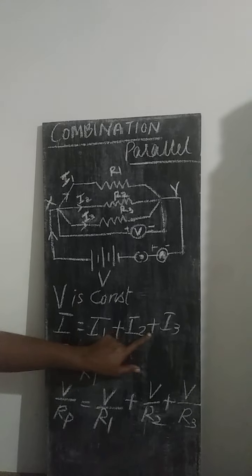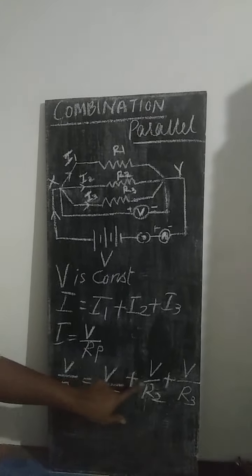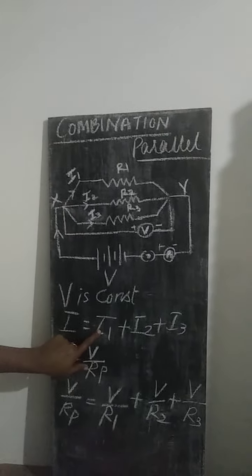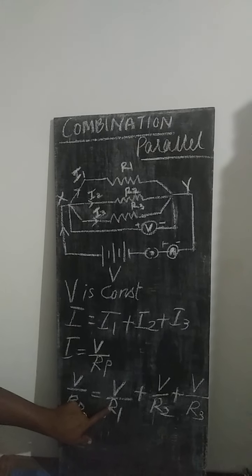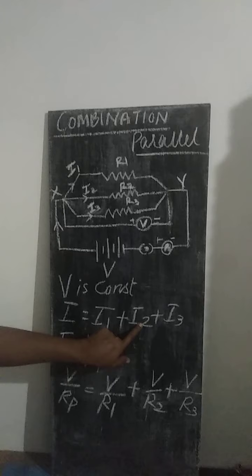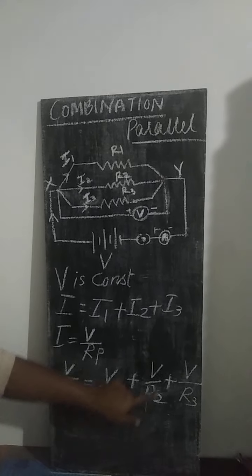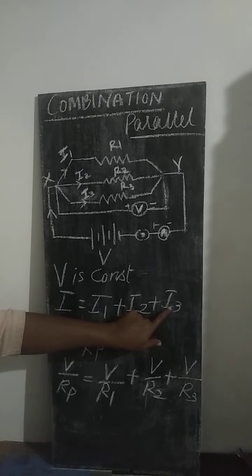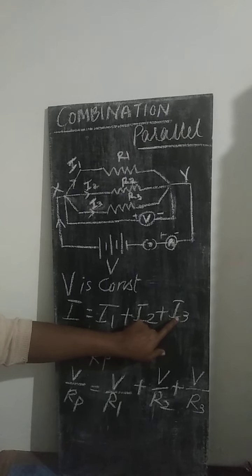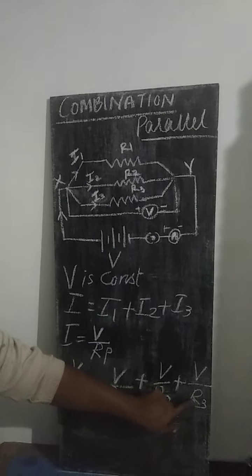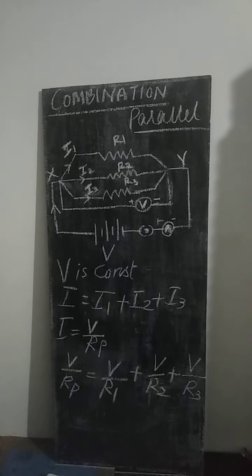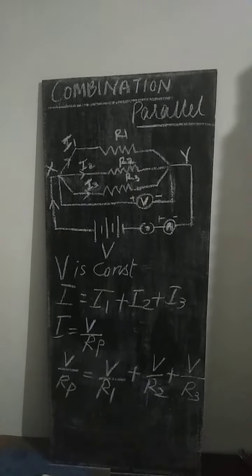So we applied Ohm's law in three different branches. The first branch, the current is I1, that is V by R1. Second branch, current is I2, and applying Ohm's law, we get V by R2. On applying Ohm's law on the third branch, I3 is the current, that is equal to V by R3. According to Ohm's law, I is equal to V by R.